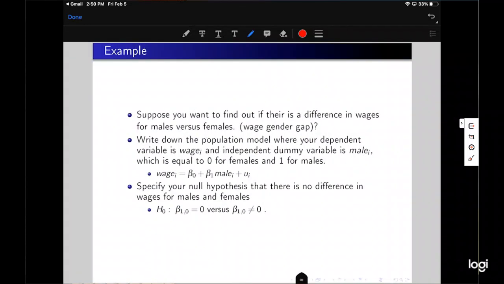Another example: suppose you want to find out if there's a difference in wages for males versus females, or is there a wage gender gap. So first we want to write down the population model where the dependent variable is wage and the independent dummy variable is male, which is equal to 0 for females and 1 for males.